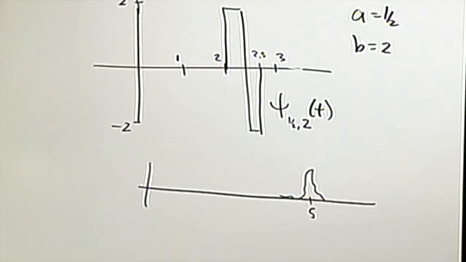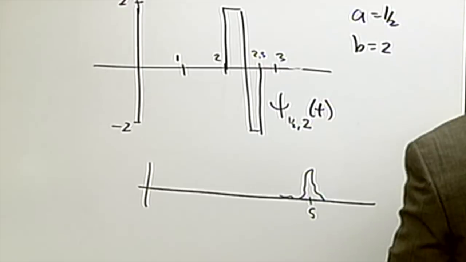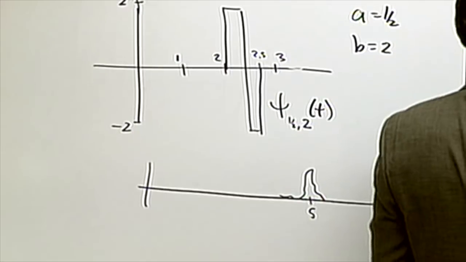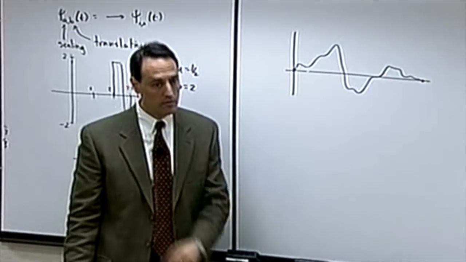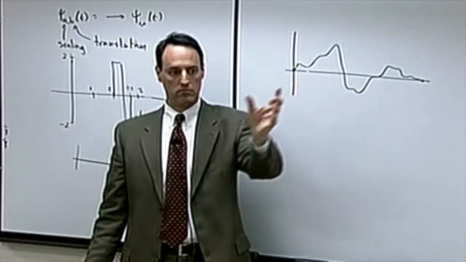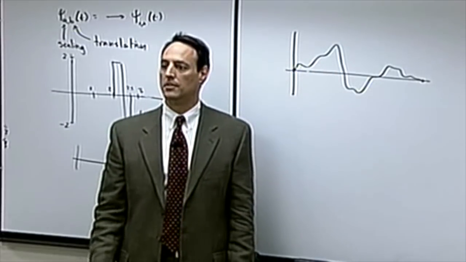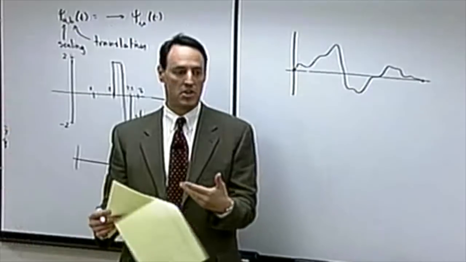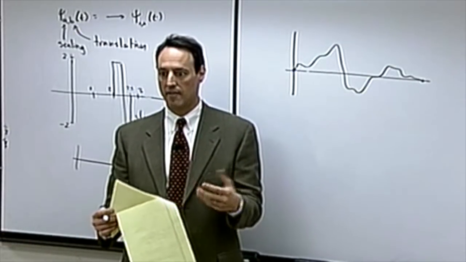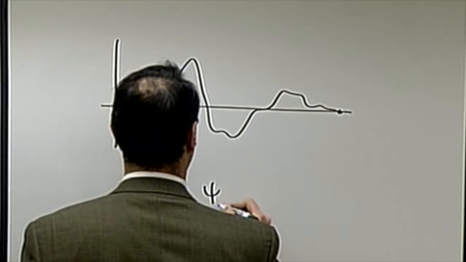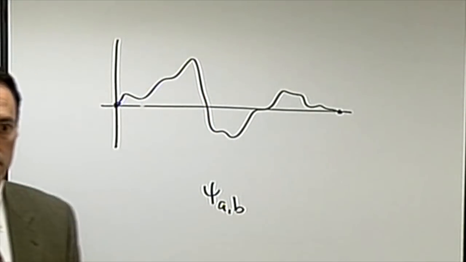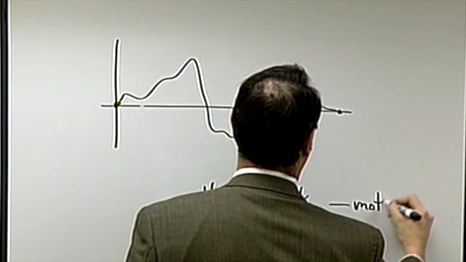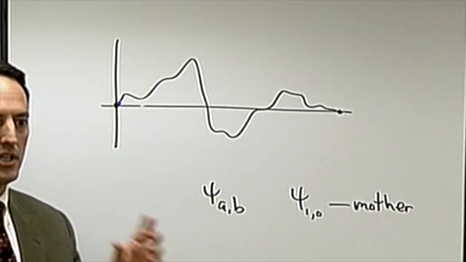So this is the concept then. Signal. And what I want to do is, I give you a mother wavelet. The mother wavelet can go two ways, and this is important. I can scale it fatter, I can scale it thinner, whatever I want to do with it. I have A and B to work with. And initially, I have, let's call it psi 1,0, the mother, sitting in the center of my domain.